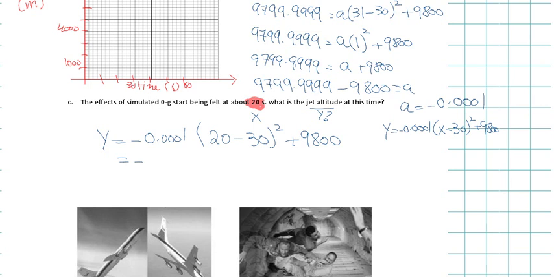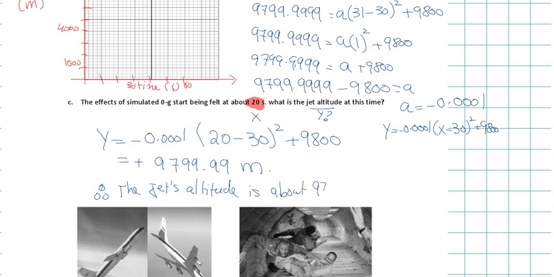I don't like word problems. So that's going to be 9,799.99 meters. Okay? Remember it's a therefore statement. Therefore, the jet altitude is about 9,799.99 meters at 20 seconds.